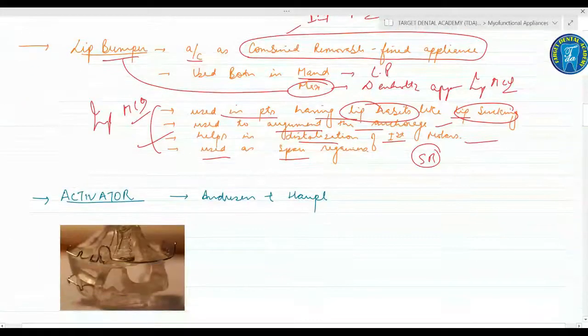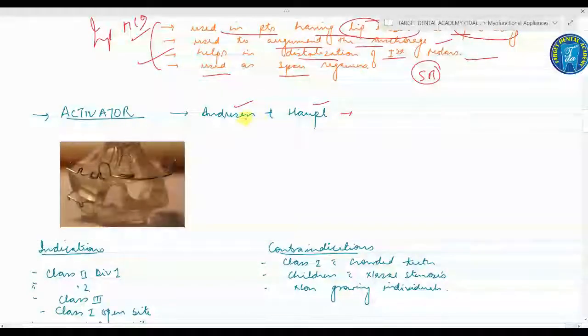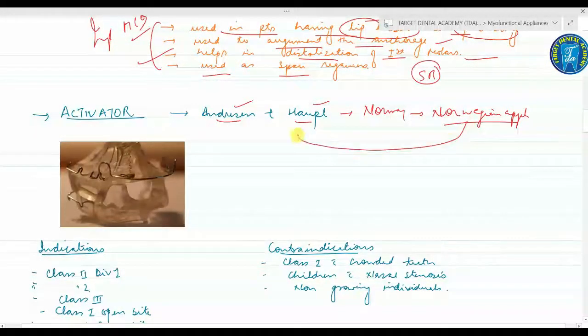Right? So after this, let's start with the activator first. The activator was given by Andresen and Hoppel. Since it was given by Andresen and Hoppel in Norway, it is also called the Norwegian appliance. Later they called the Norwegian appliance an activator. Why? Due to its ability to activate the muscle force. That is why it is called activator.